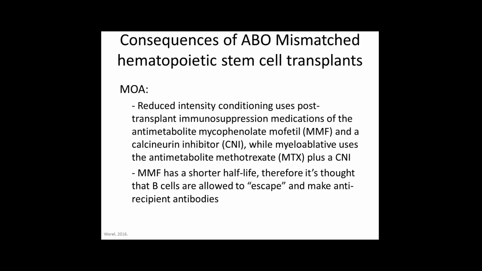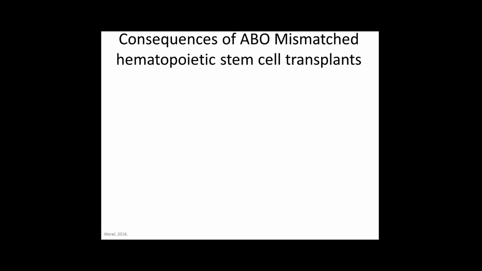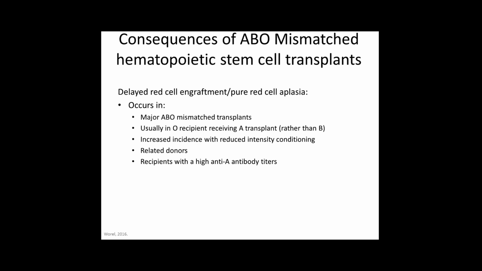Mycophenolate has a shorter half-life, therefore it's thought that B cells are allowed to escape and they make anti-recipient antibodies. And then the last consequence I'm going to be discussing of ABO mismatched transplants is delayed red cell engraftment, or pure red cell aplasia. This occurs mainly in major ABO mismatched transplants, particularly when the recipient is ABO blood group O and receives an A transplant as opposed to B transplant.